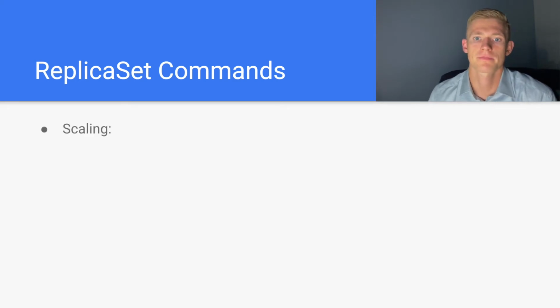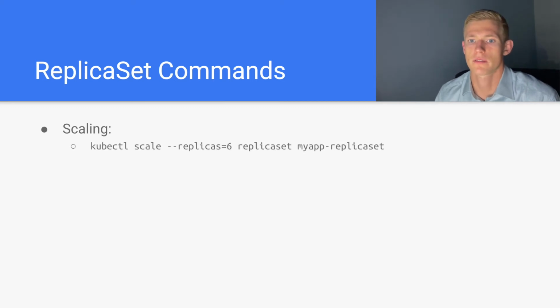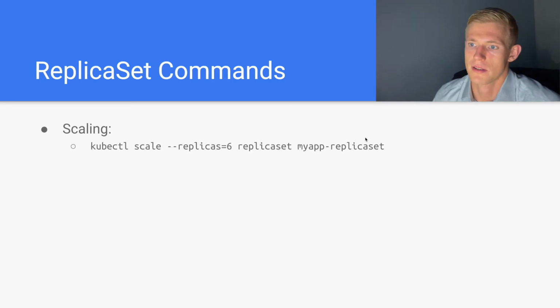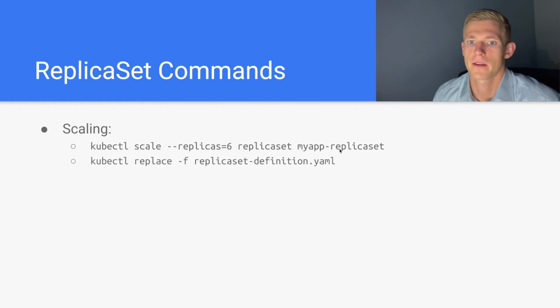Replica set commands. So if we want to scale our replica set, a couple of options. The first one, kubectl scale. Here we specify the number of replicas. Replica set is a type of Kubernetes object, and myapp-replica set is simply the name of the replica set. The second is kubectl replace. In this case, what we would do is we would modify the YAML file and specify the new number of replicas that we want, and then we can just run kubectl replace and specify that YAML file that we have used.